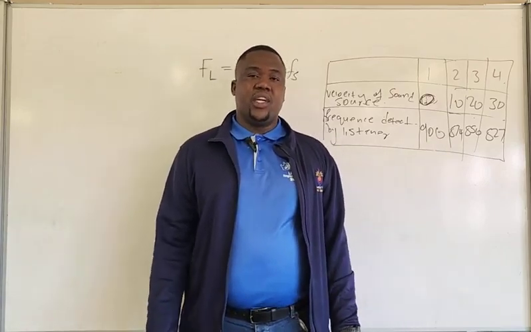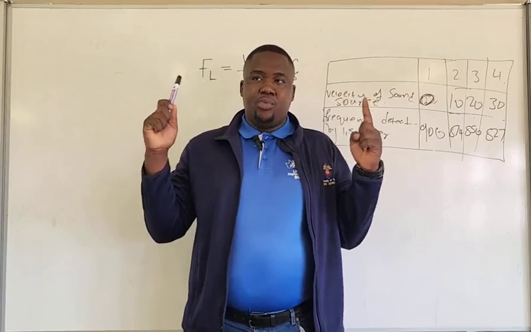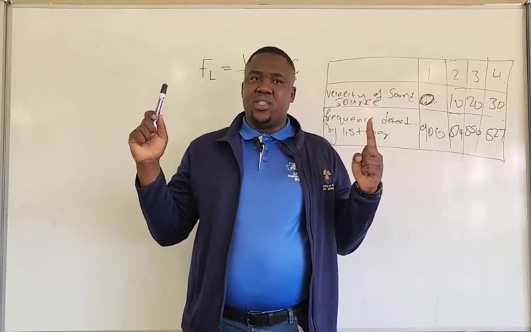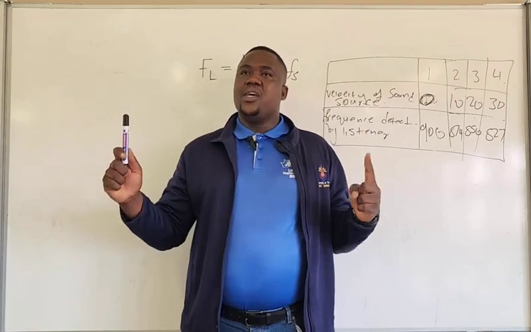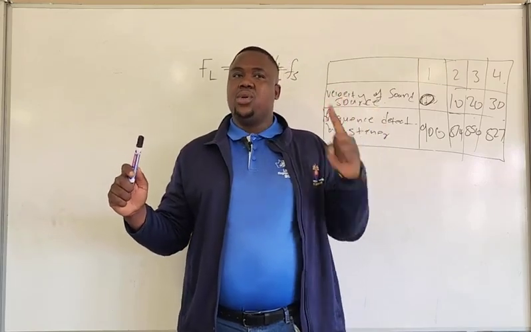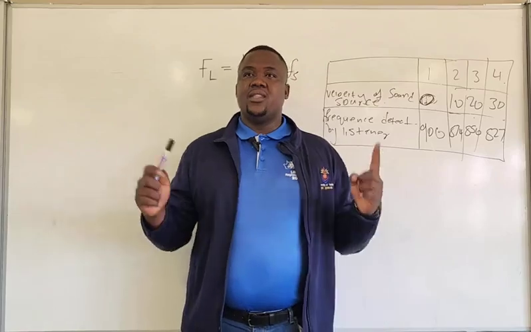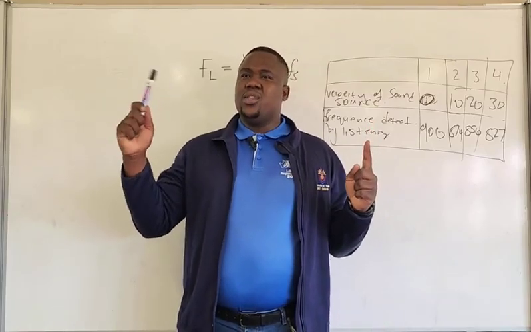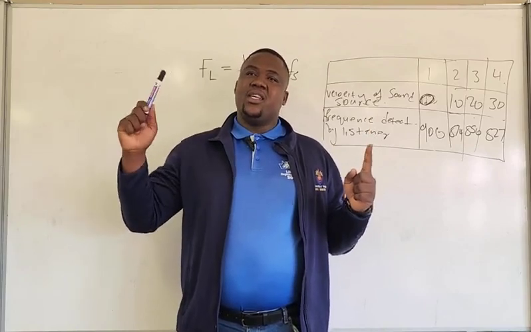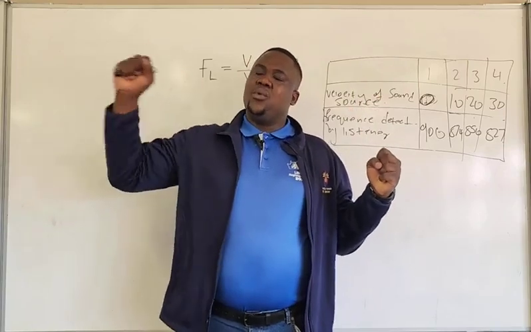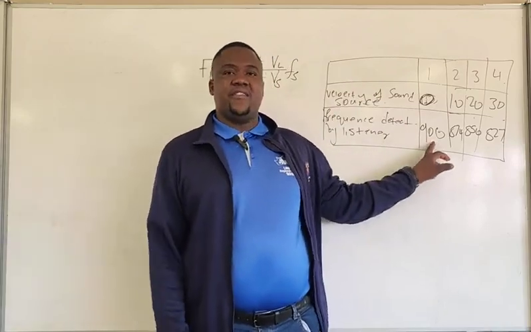In the introduction of this lesson, I said that when the source and the listener are not moving and the source produces a sound, that very same sound with its frequency is exactly what the listener is going to perceive, because both of them are not moving. You need to take note of that. Exactly what the source is producing is exactly what the listener is perceiving. So this 900 is the frequency of the source.